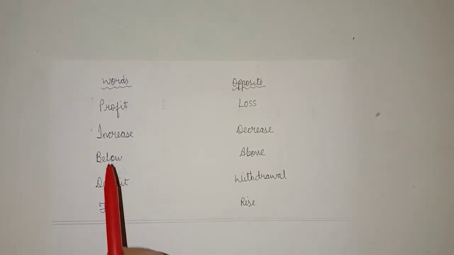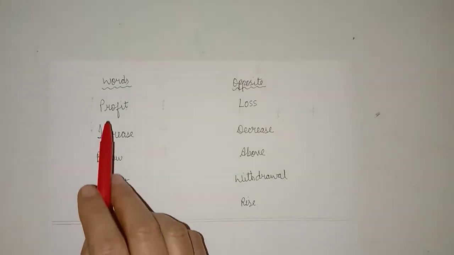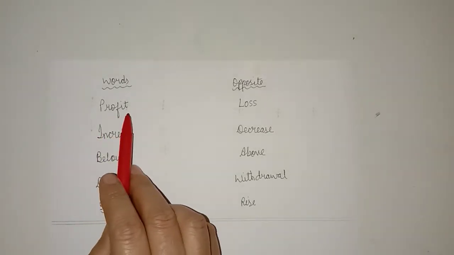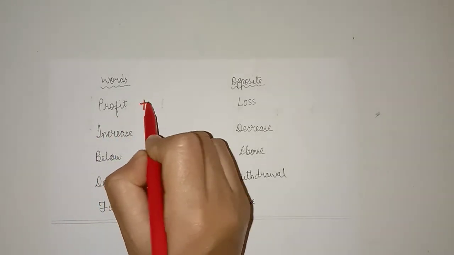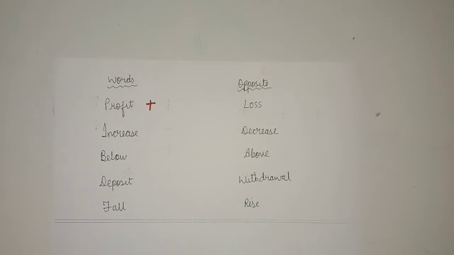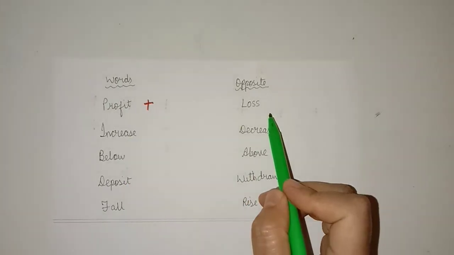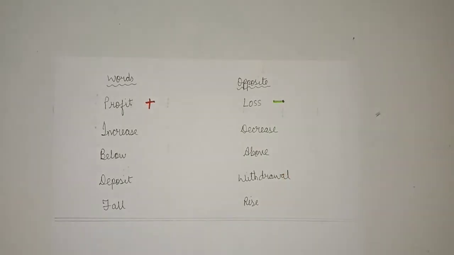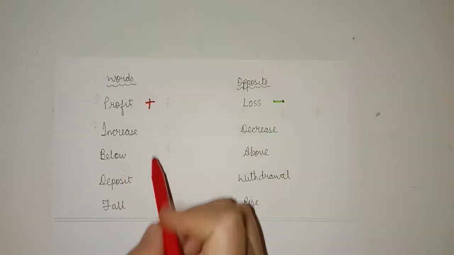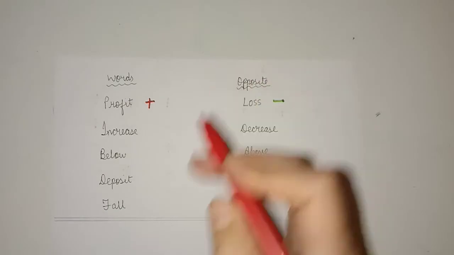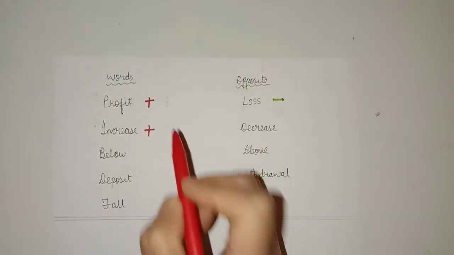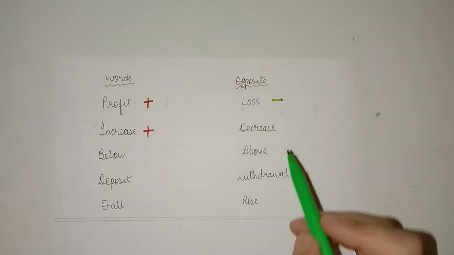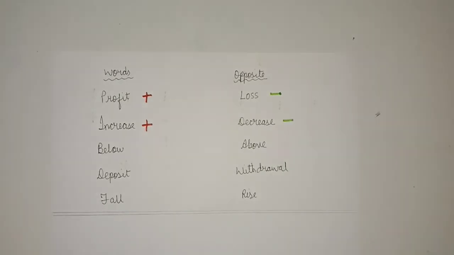Now see here, profit. When we see profit, it's actually plus, then loss will be minus. Then increase, that means you're going up, right? Increase, plus. What do you think decrease is? Minus. Very good.